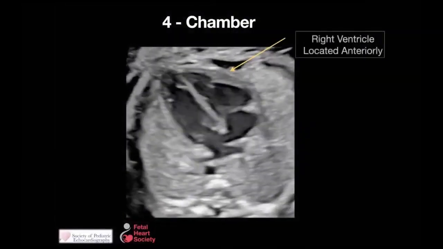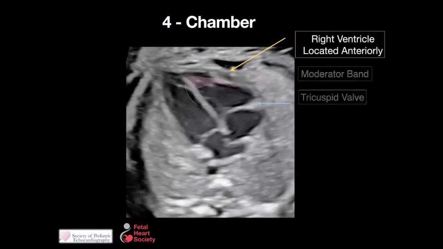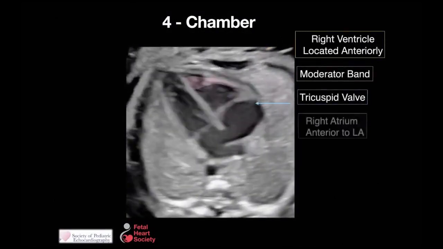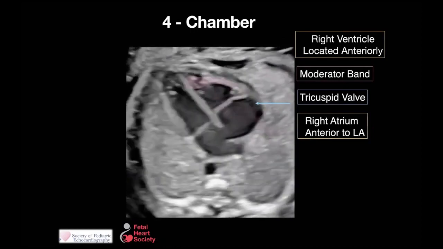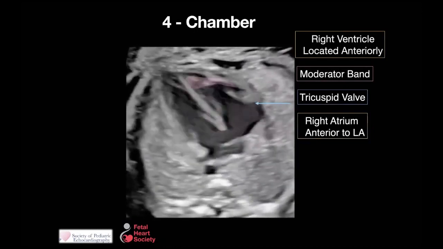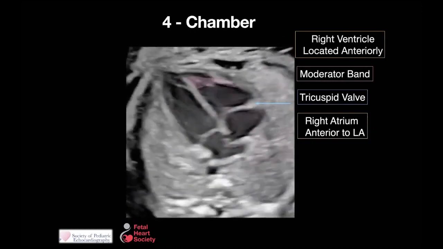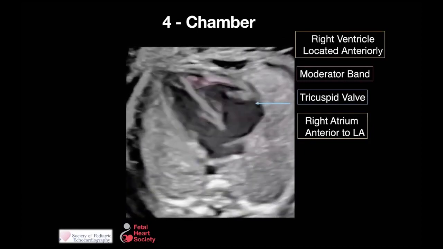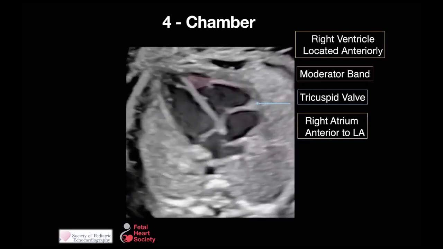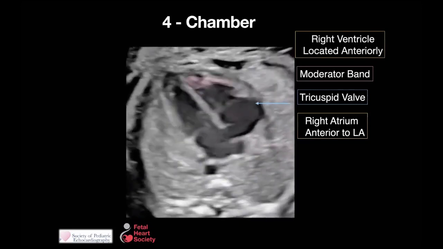So let's take a closer look at the specific structures of the four-chamber view. Here we have the right ventricle, which is located anteriorly. We have the moderator band, which is one of the morphologic characteristics of the right ventricle, and the tricuspid valve. We also have the right atrium, which is anterior to the left atrium. And also just to note, the tricuspid valve inserts more apically in comparison to the mitral valve.